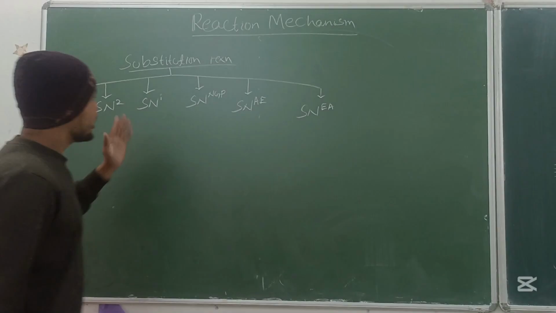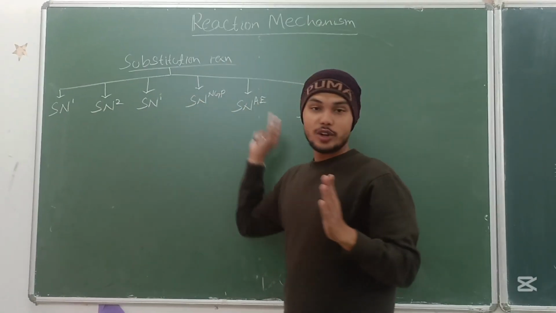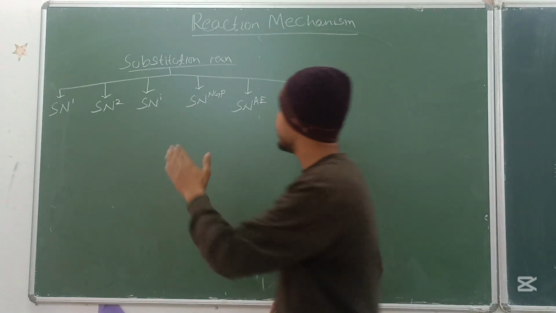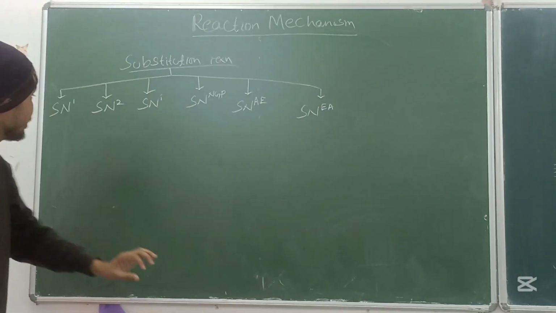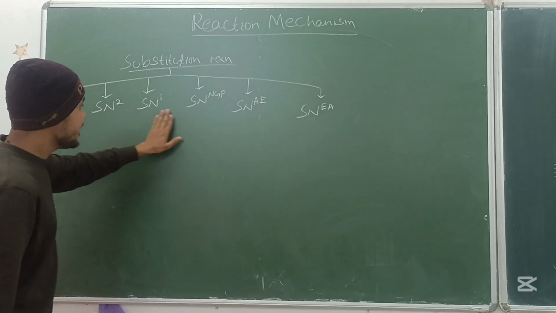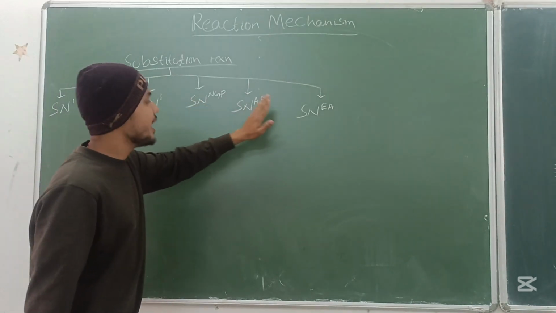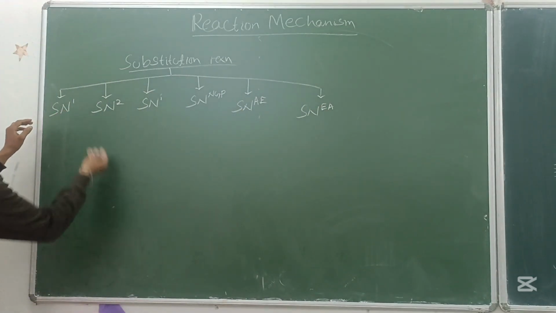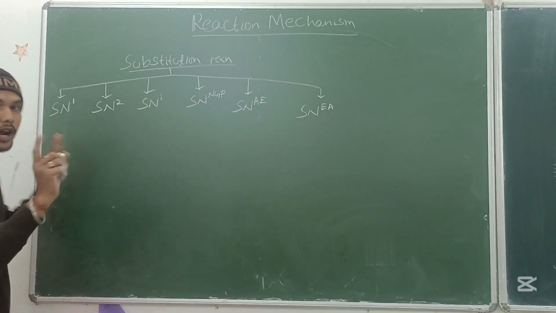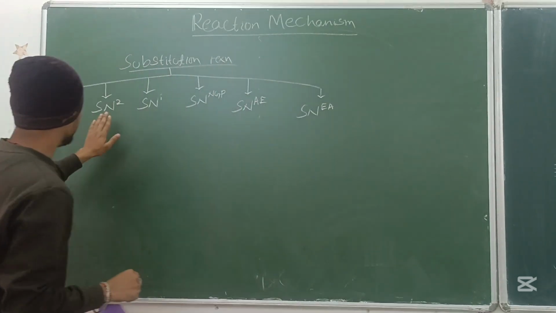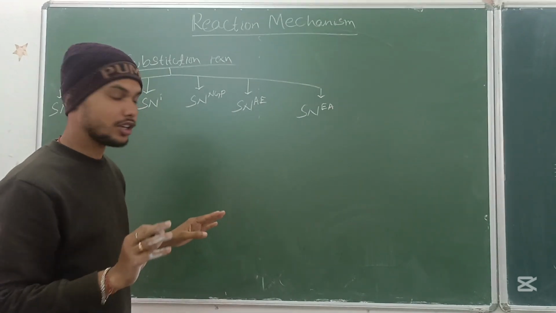Okay guys, so let's elaborate on substitution reactions. How many types of substitution reactions are there? Basically, substitution reactions are of 6 types. One is SN1, SN2, SNi, SNNGP, SNAr and SNEA. SN1 means the superscript 1 means it is a unimolecular substitution reaction. Okay. SN2 means bimolecular substitution reaction.